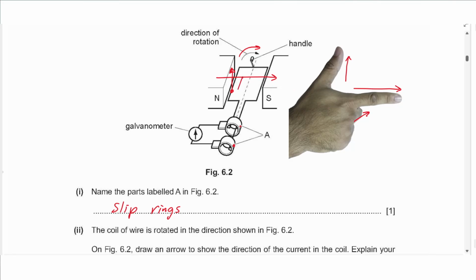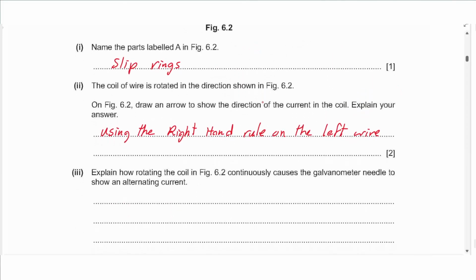So we draw this arrow like this, or on either side pointing into the page on the left or out of the page on the right. The required was only one arrow, and we explain what we just did. Index finger to the right, thumb upwards, middle finger into page.